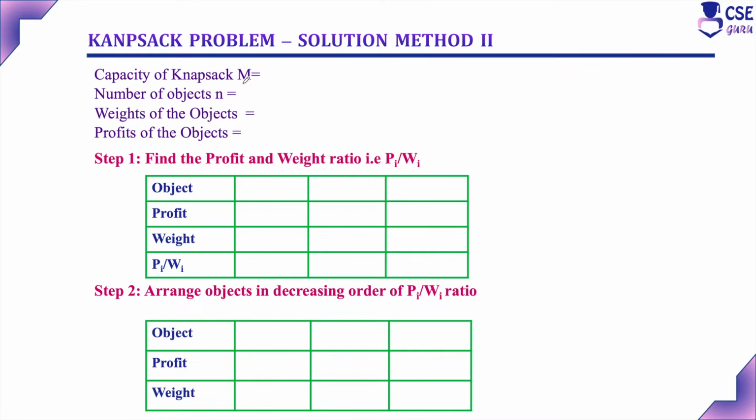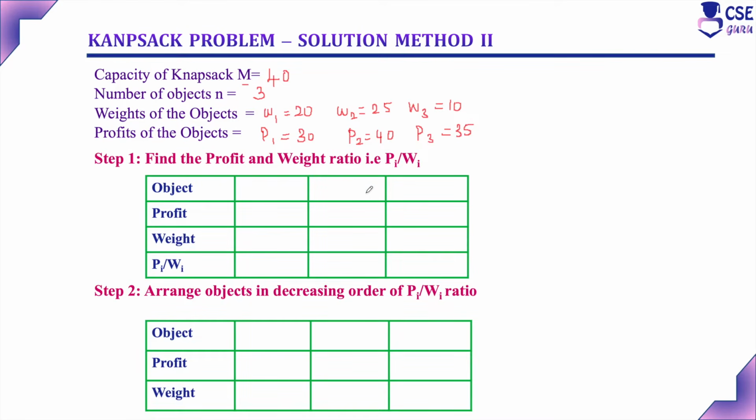The capacity of the knapsack M is 40 and the number of objects N is equal to 3. The weights of the 3 objects are W1 is 20, W2 is 25 and W3 is 10. And the corresponding profits are P1 is 30, P2 is 40 and P3 is 35.